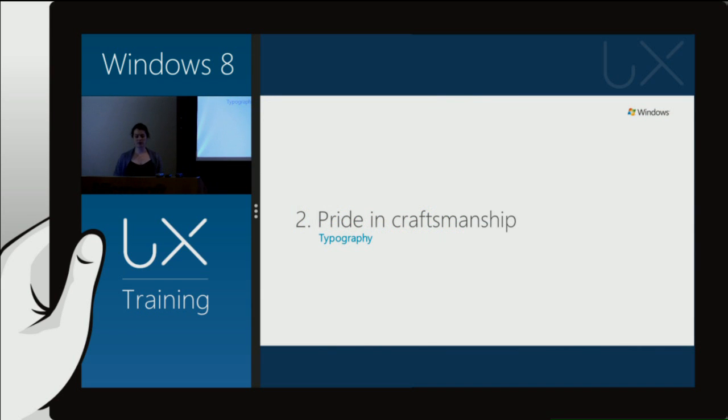The next principle is pride and craftsmanship. And pride and craftsmanship is really summed up by an attention to each and every pixel on the screen. And there are a couple of applications that are particularly relevant when we talk about pride and craftsmanship. These are typography and the use of a grid.